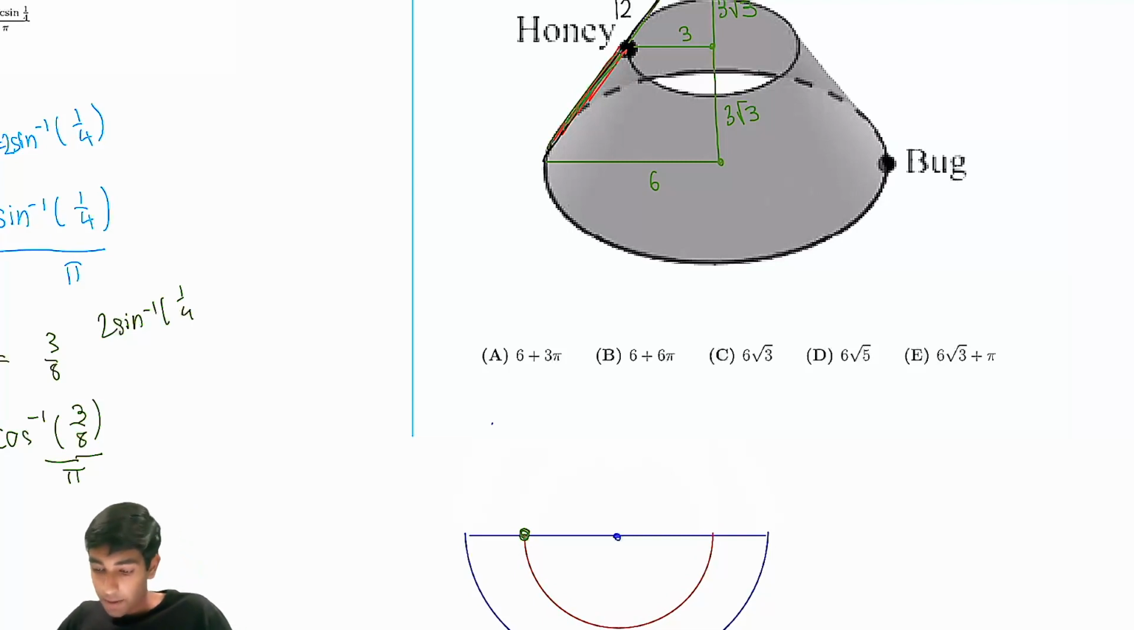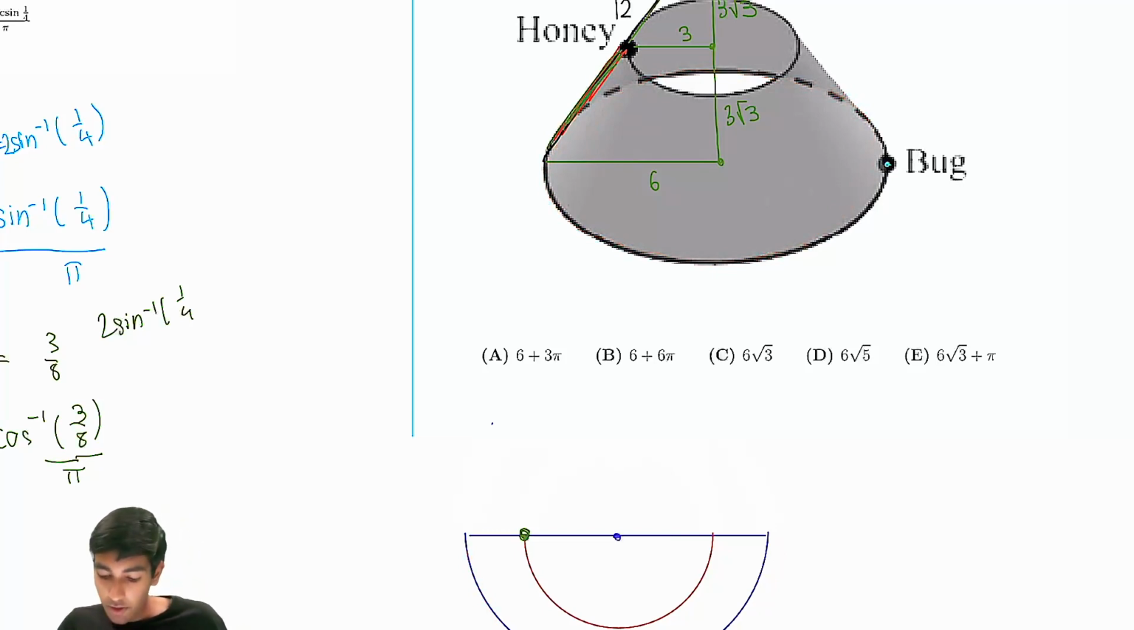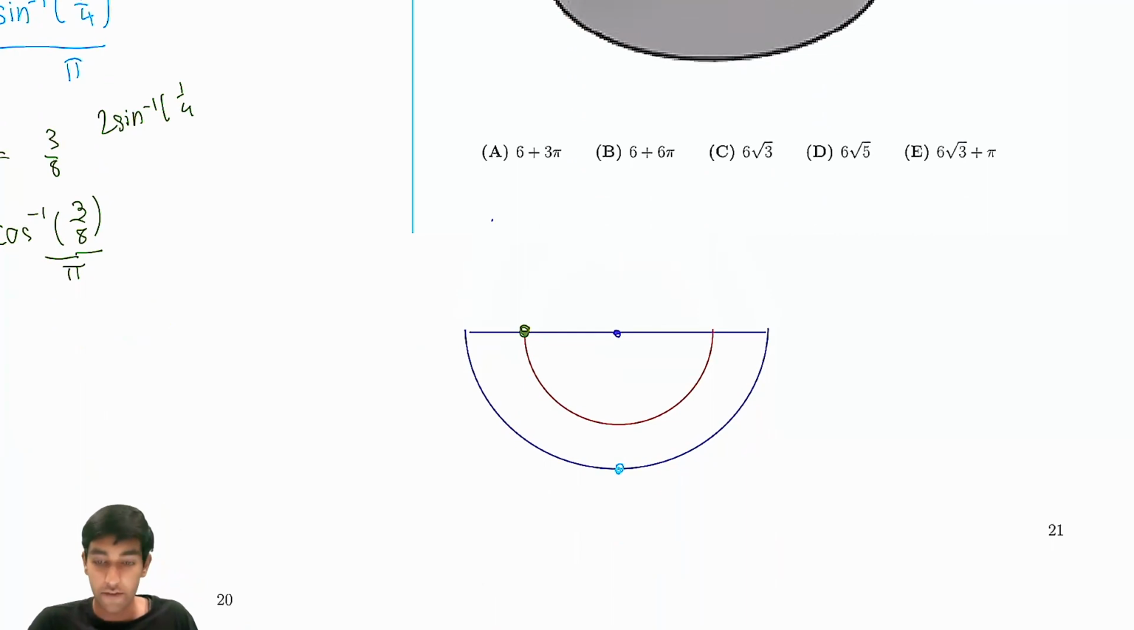Now, what about the bug? The bug is going to be right over here. Why? Because it's halfway along the point. This is our entire arc. This is the entire semicircle. This corresponds to this semicircle here, and the bug is in the middle. So it's going to be that light blue point on the blue semicircle I have here. That light blue point I marked.